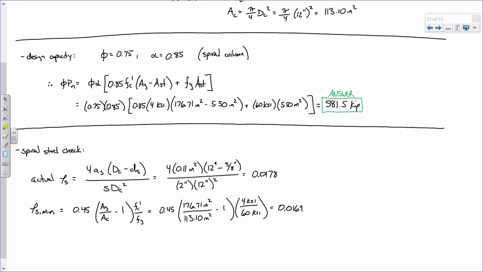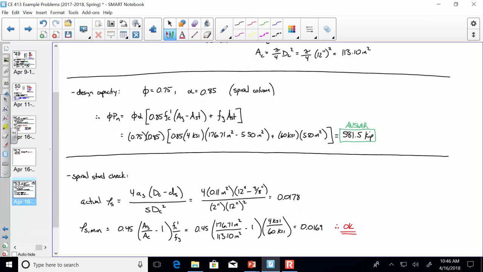Any questions? This isn't that bad, is it? It's really just plug and chug. Yes? If you decrease your pitch, you're ultimately putting more steel in it, right? Yes, you've got to cover more. Exactly, exactly right. And it also works mathematically.